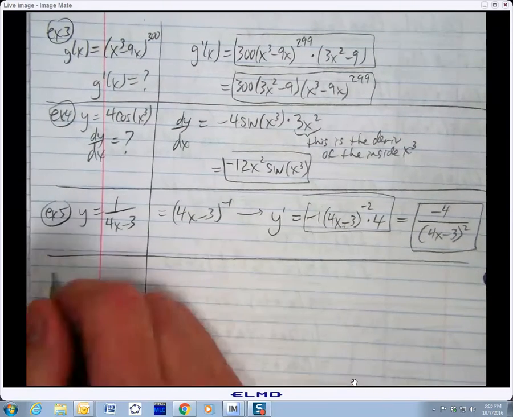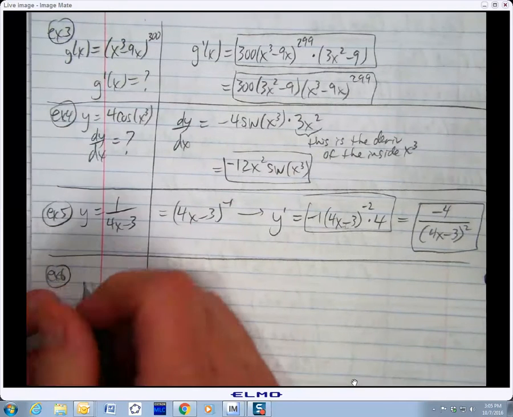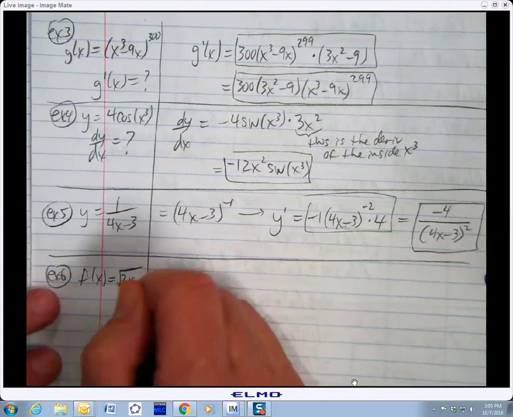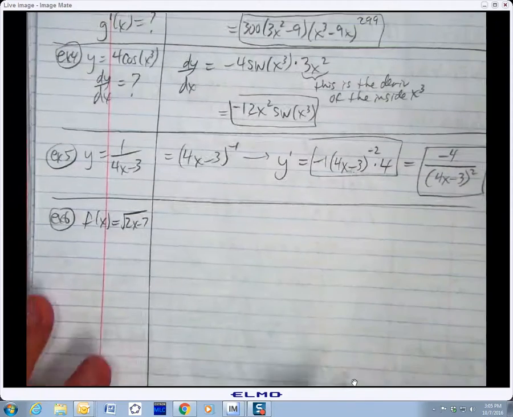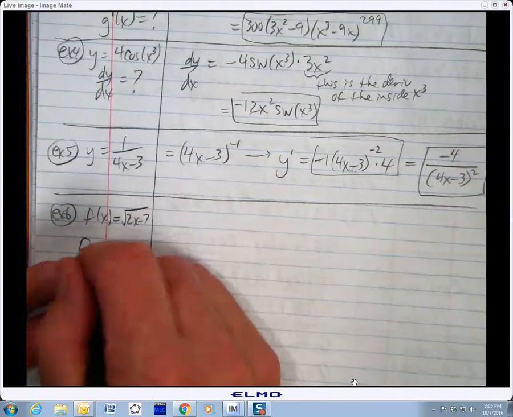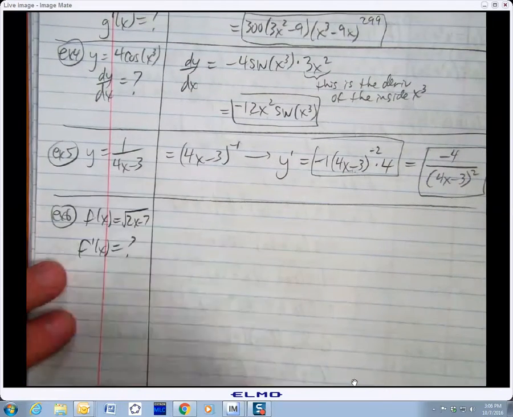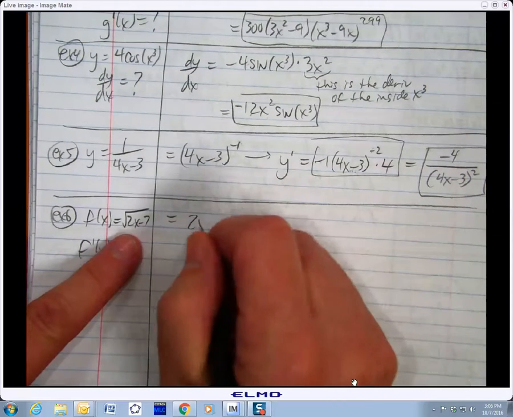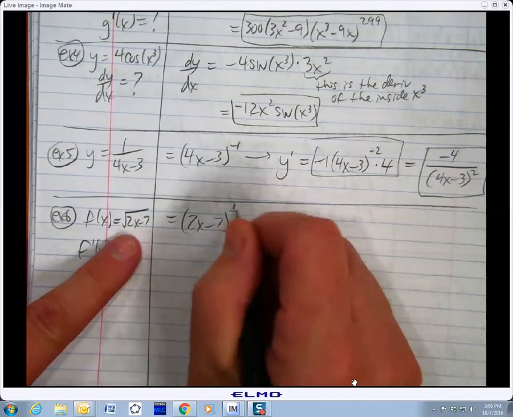All right, 2 more. One more fairly quick one, and then we've got kind of a tougher one to end the notes. So f of x equals the square root of 2x minus 7. We want to know what f prime of x is. So first thing we'll do is just a rewrite, 2x minus 7 to the 1/2.